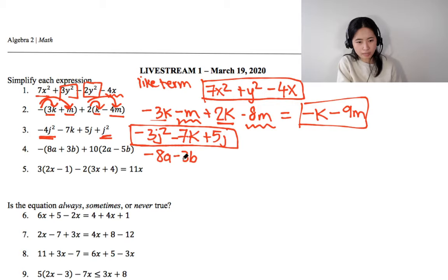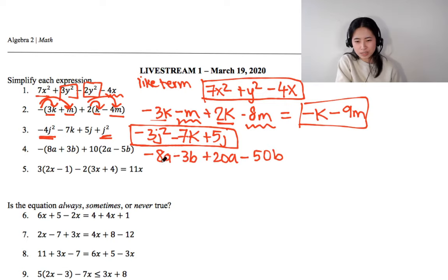Minus 8a minus 3b. Negative 1 times positive 3b, that's negative 3b. And because you have a 10 in front, you're going to multiply 10 times 2, so 10 times 2 is 20, so that's plus 20a. And then 10 times negative 5 is negative 50b. Does that make sense, guys?